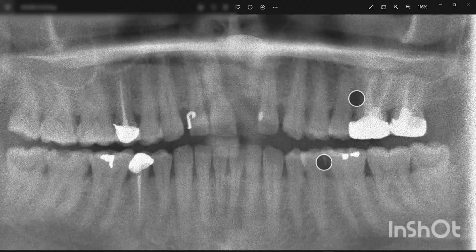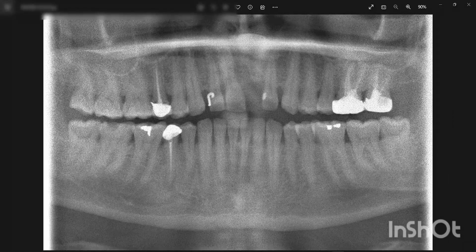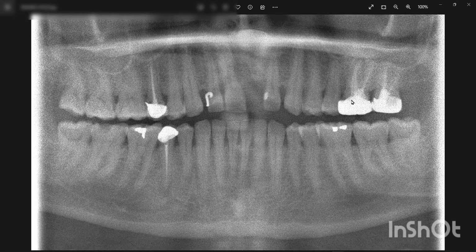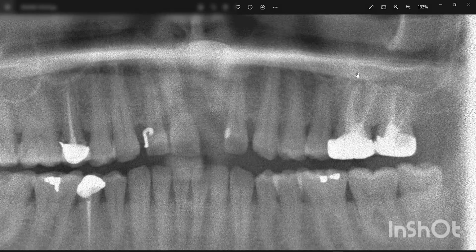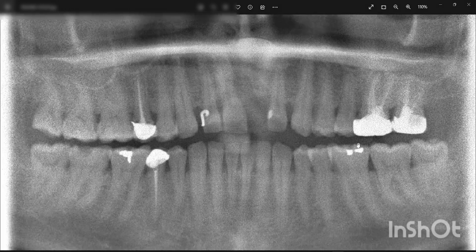Now this is a panoramic scout image, so it's basically a low resolution image. This type of image is usually taken before starting the CBCT scan, just to check the confirmatory area. So we took this image and we saw some kind of pathologic lesion over here, and hence we then took a CBCT scan.